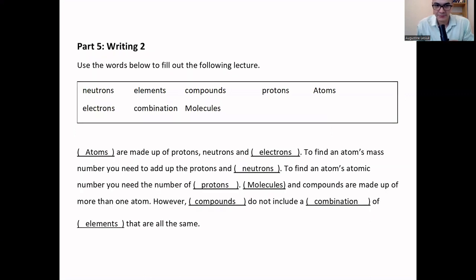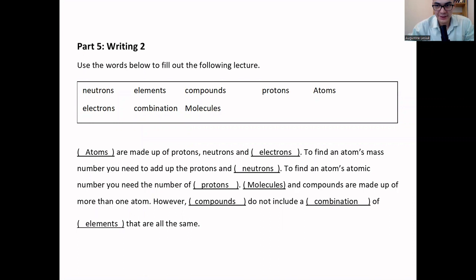Here are the answers. Atoms are made up of protons, neutrons, and electrons. To find an atom's mass number, you need to add up the protons and neutrons. To find an atom's atomic number, you need the number of protons. Molecules and compounds are made up of more than one atom. However, compounds do not include a combination of elements that are all the same. Okay, so those are the answers, and that's it for this writing segment.